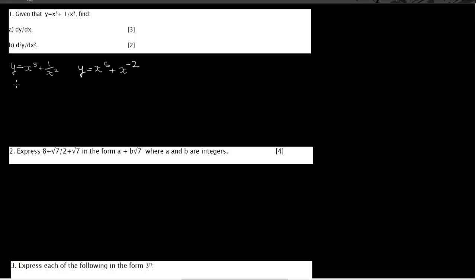So then we've got dy/dx equals, bring the 5 down, 5x, not 1 after 5, minus 1, 4. Bring the minus 2 down, so we've got minus 2x, not 1 after minus 2, we get minus 3. So it's 5x to the power 4 minus 2x to the minus 3. And that's the answer for 3 marks.